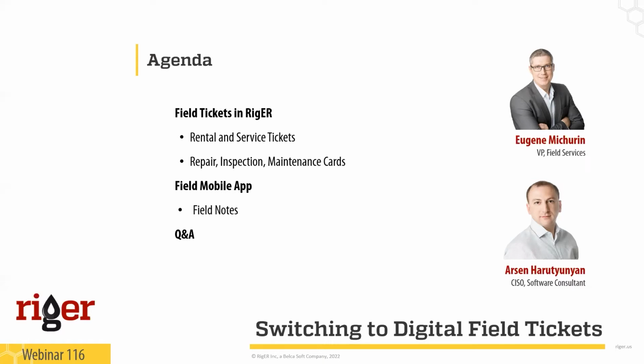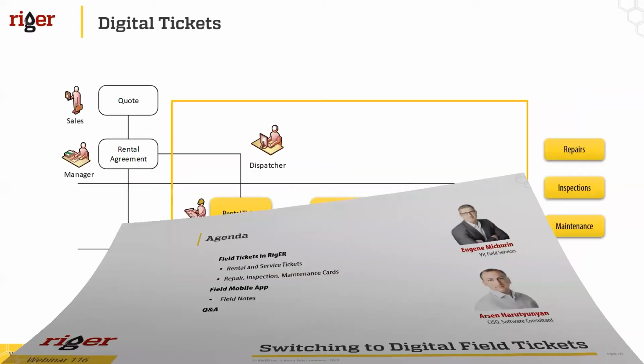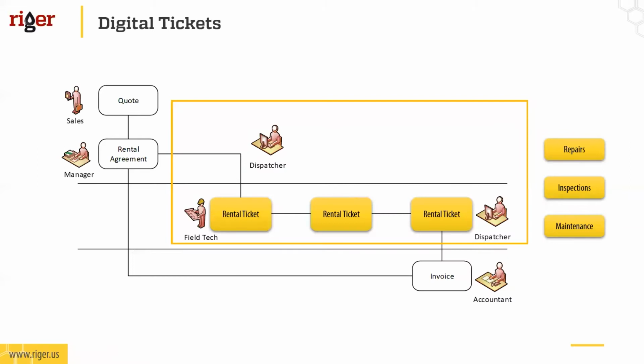Perfect. So like I said, a little bit of agenda. Today we're going to talk about field tickets, how it's done in RigER, different types of tickets. We will also be talking about the field mobile app and how the digital side of field tickets is realized in your mobile phones. And after that, we will answer, obviously, any questions that you have. But let's start with the field tickets and different digital types. So Arsen, my microphone is yours.